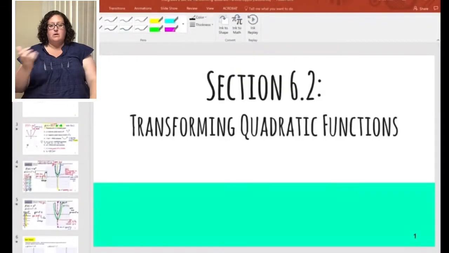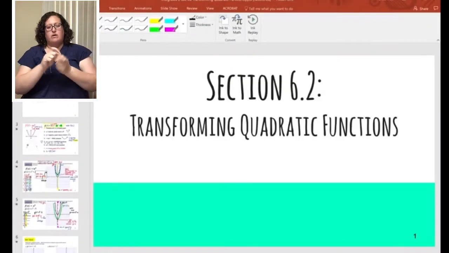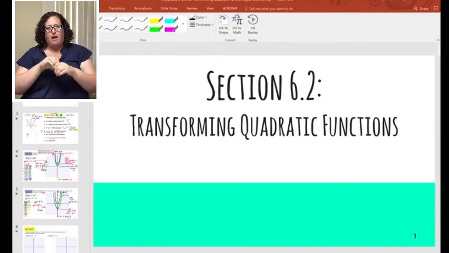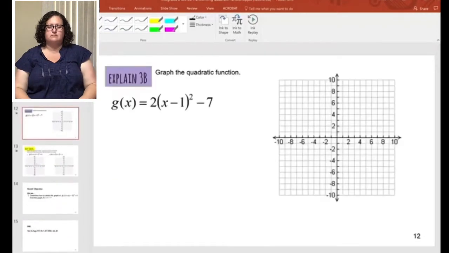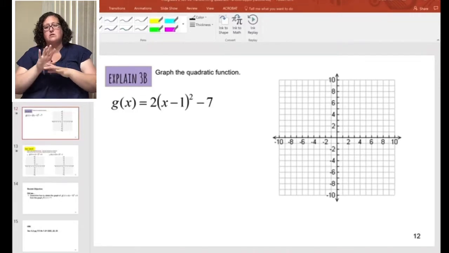Welcome back to section 6.2, Transforming Quadratic Functions, part 4. So we're still at Explain 3b, and in this problem we're going to be graphing the quadratic function by using vertex form. When using vertex form, you need two things. You need the vertex and the scale factor.